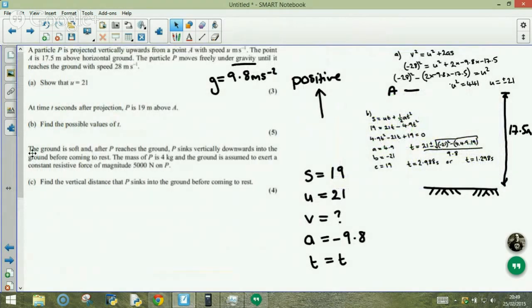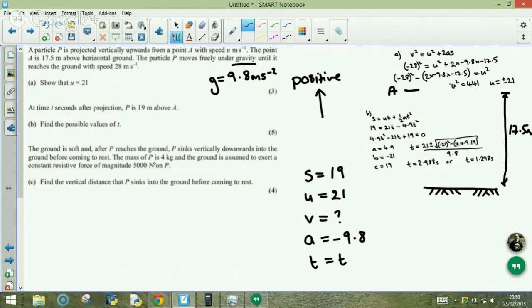Part C. The ground is soft, and after P reaches the ground, P sinks vertically downwards into the ground before coming to rest. The mass of P is 4 kilograms, and the ground is assumed to exert a constant resistive force of magnitude 5,000 newtons on P. Find the vertical distance that P sinks into the ground before coming to rest. You can probably tell that we're skipping away from kinematics a bit, but for my class, I know that we have done this very recently, so you should be more than capable of having a go.